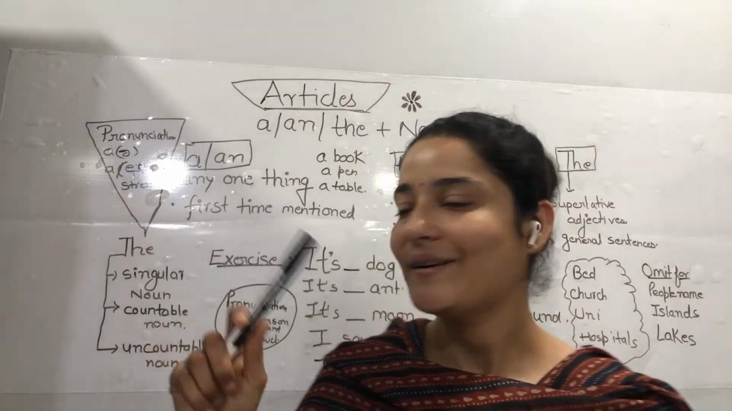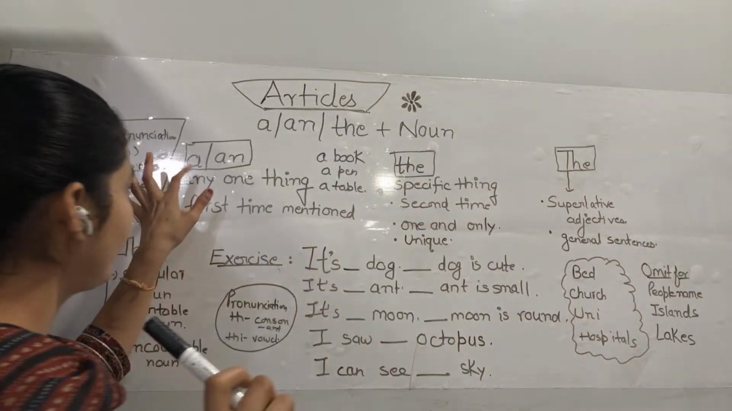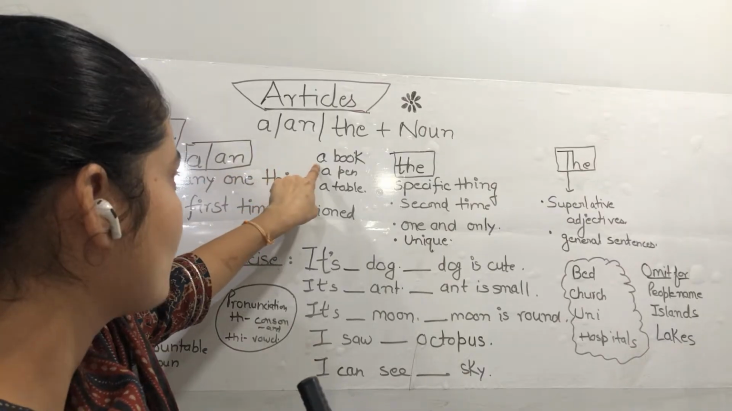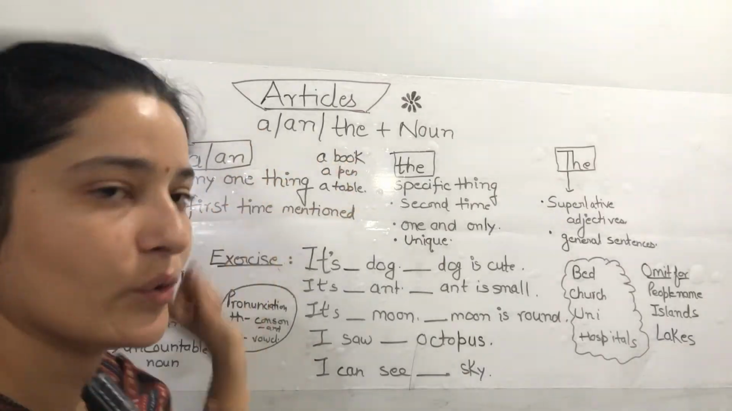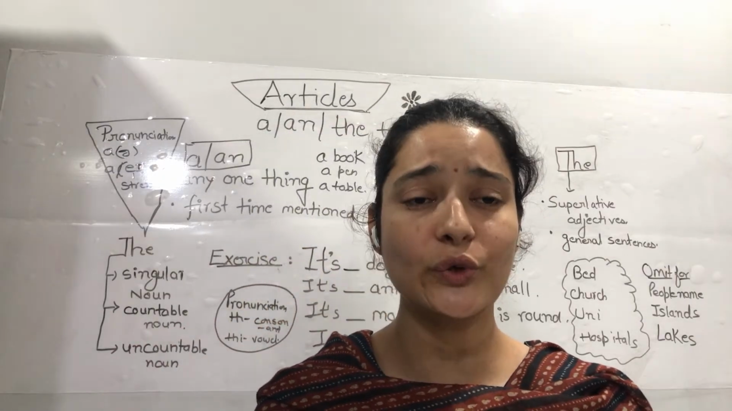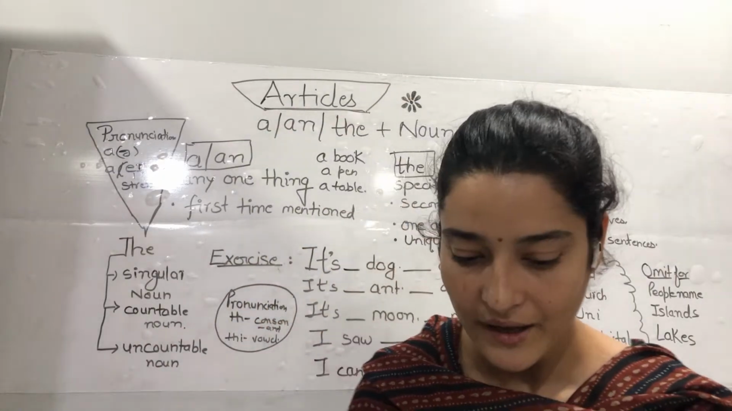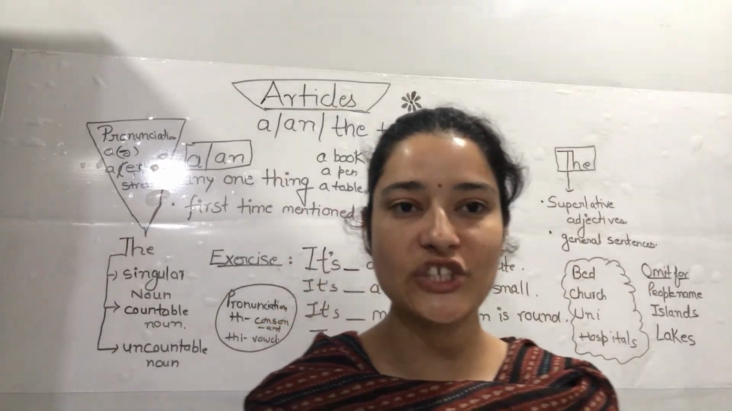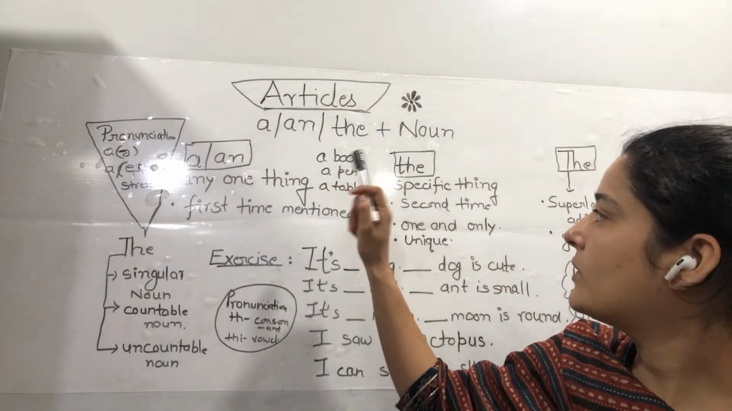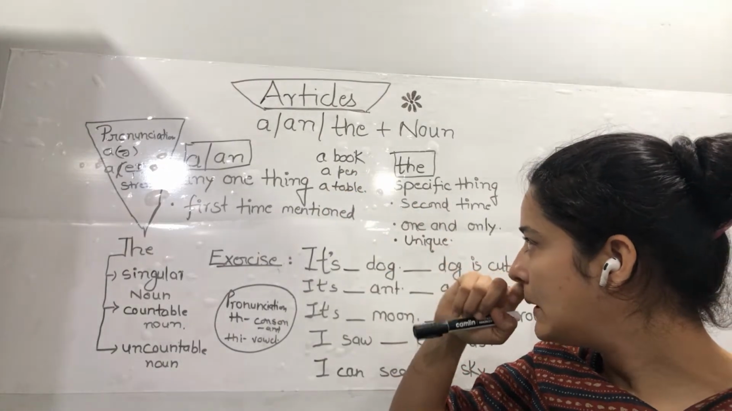All right, but when to use a, when to use an? Okay, a is used when there is a single noun. So for a singular noun we use a. Okay, and I'll tell the pronunciation at the very last. Okay, a book, a pen, a table.